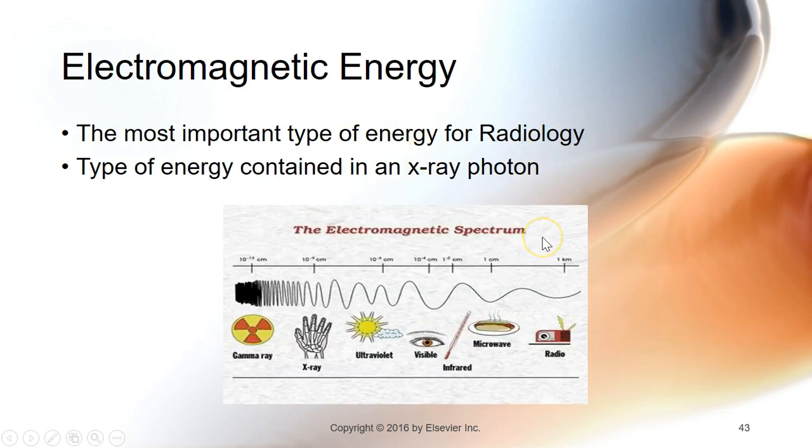Then there is electromagnetic energy. This is the most important type of energy for radiology because you need to know where we are, and if you've never heard of this before, the electromagnetic spectrum. This is something you will be asked to recite later. And where does X-ray fall on this electromagnetic spectrum? This is just one example. Your book has a few more, but this is the type of energy that we have in an X-ray photon.